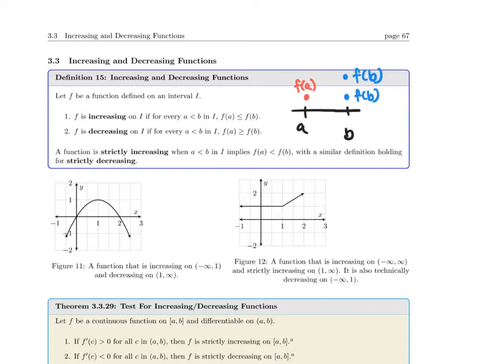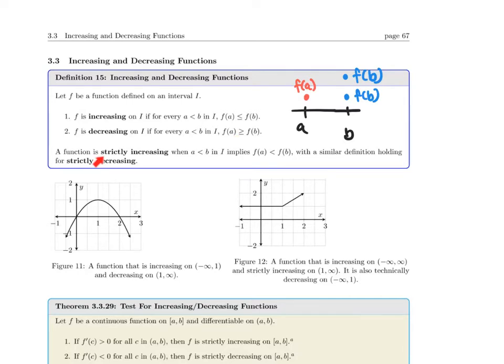Now our definition of decreasing is just the opposite. We're still assuming that a is to the left of b. We're just saying in this case the f of a is greater than or equal to the f of b. So we're just going down or staying the same. So the or equal to part is important here.